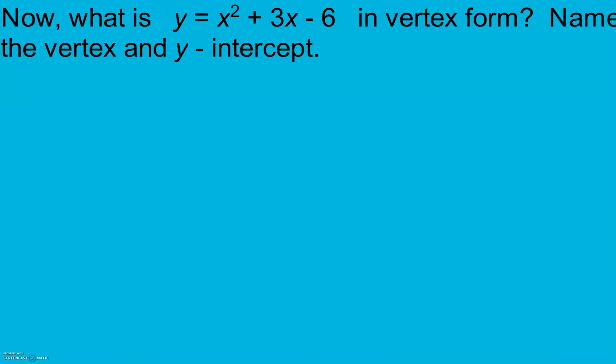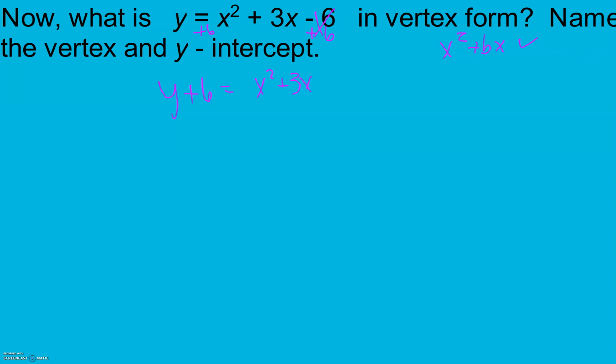Now, feel free to pause here and give this a try if you'd like. We're going to write this equation, this function, in vertex form. We're going to go from standard to vertex form, and then name our vertex and our y-intercept. So our first step is we're going to try and get it to be x squared plus b x on one side. So in order to do that, I add the 6, move that constant over. And now I have it in the form I want.